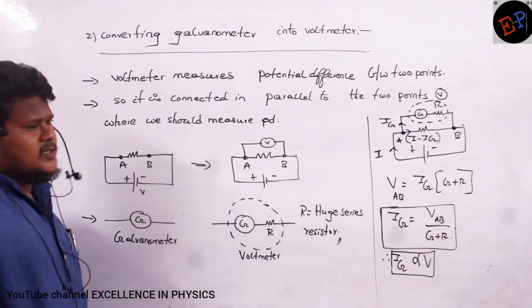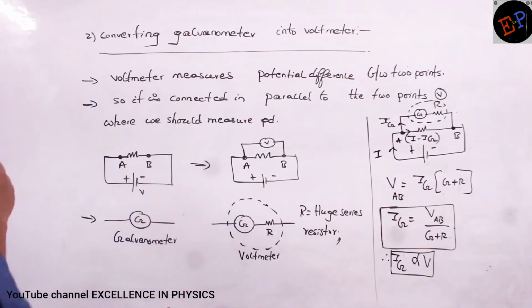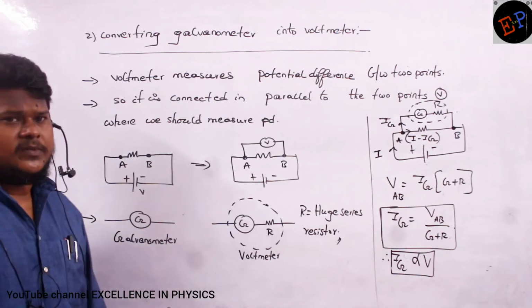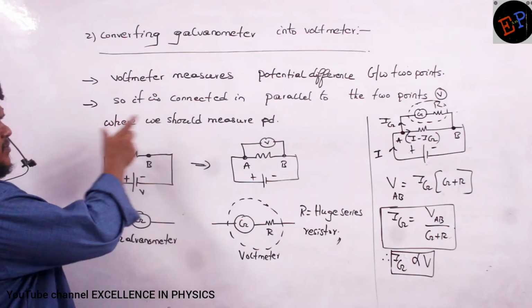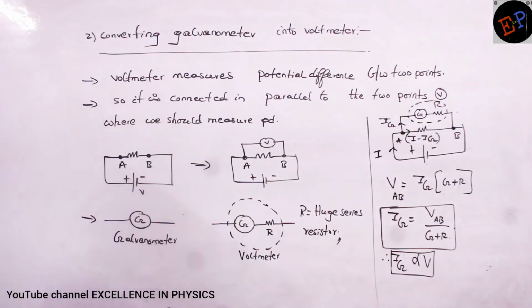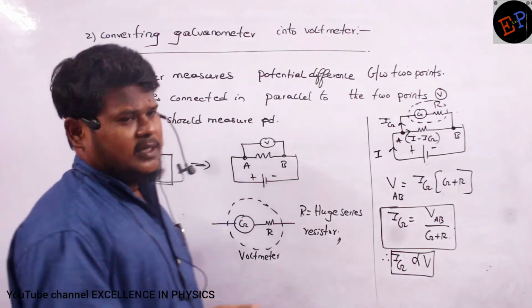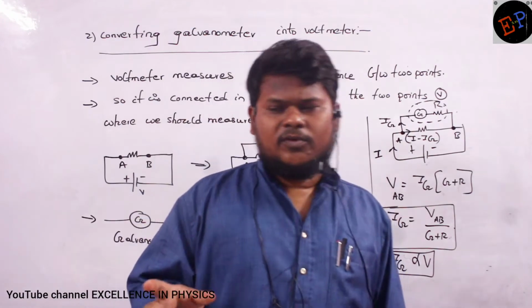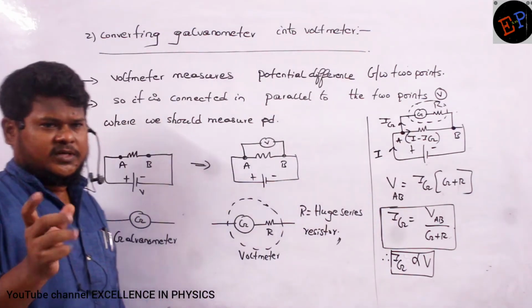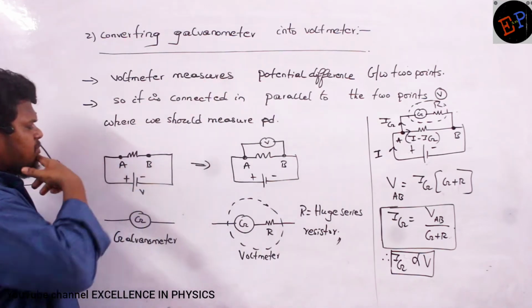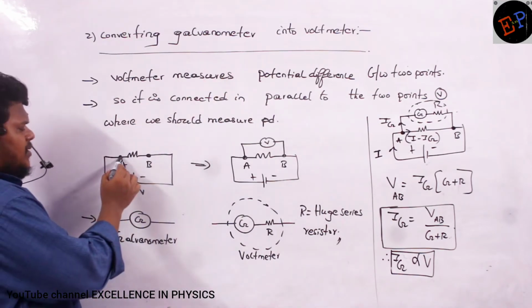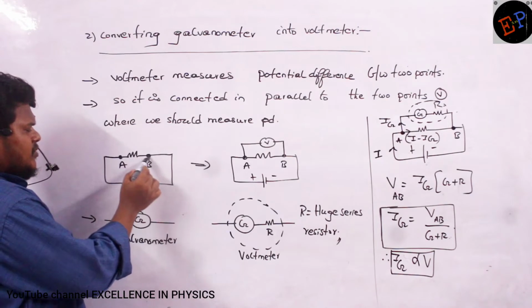The second application of the galvanometer is, I want to convert the galvanometer into a voltmeter. What is the purpose of a voltmeter? Stop writing. What does a voltmeter do? What does an ammeter do? The ammeter measures the strength of current. The voltmeter measures the potential difference. For example, in between these 2 points, I want to measure potential.